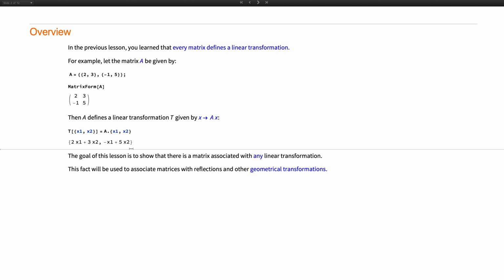The goal of this lesson is to show that in fact the converse is true. Namely, if you start with any linear transformation, then you can find a matrix that is associated with it. And once you've done that, we'll use this idea to associate matrices with reflections and other geometrical transformations. So let's begin with the motivating example.